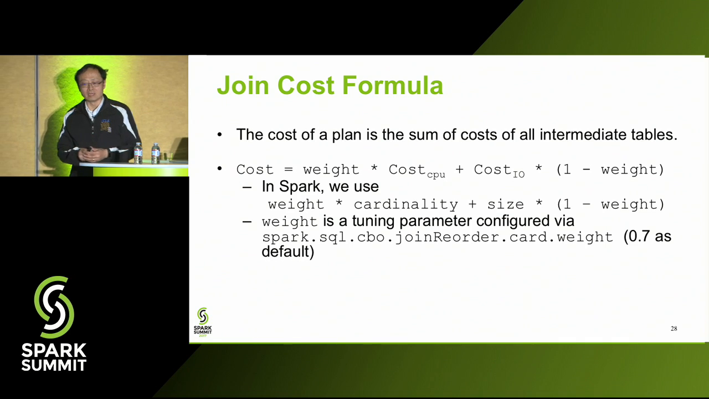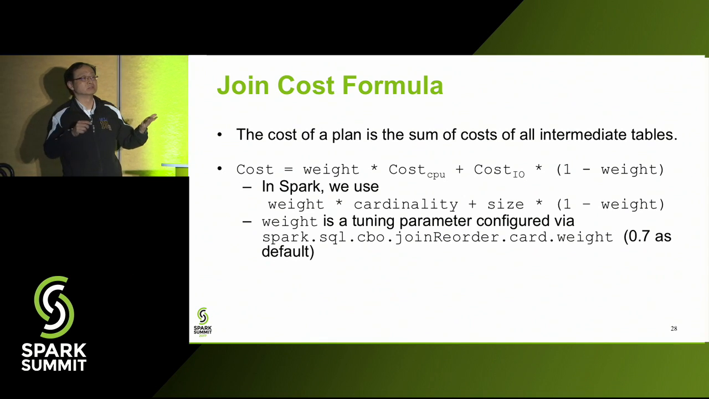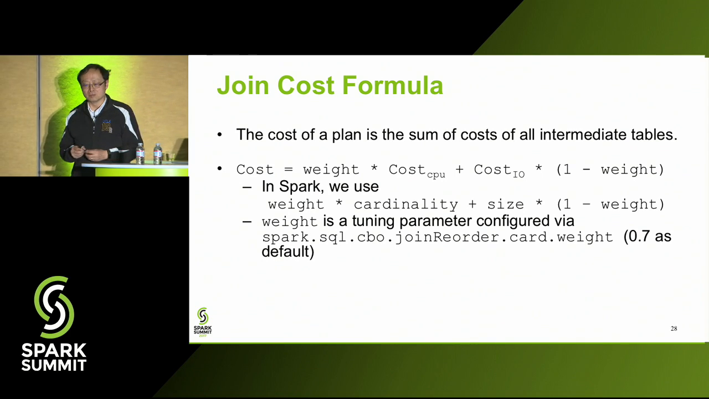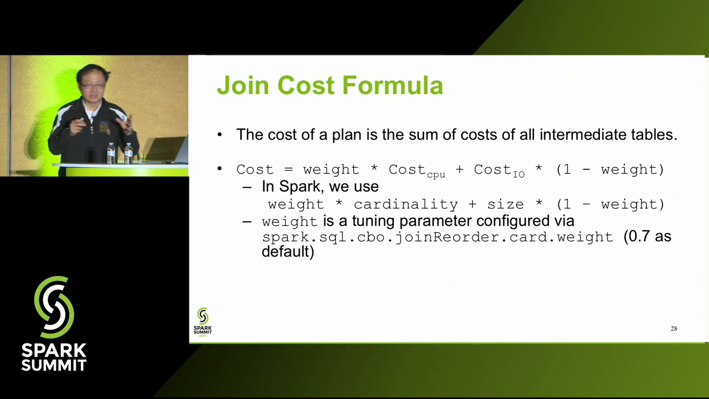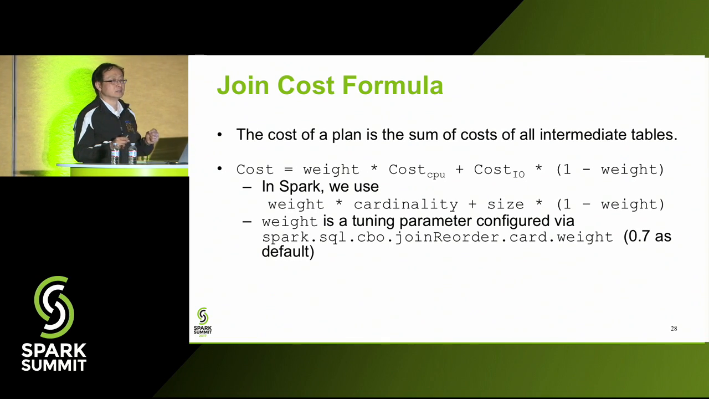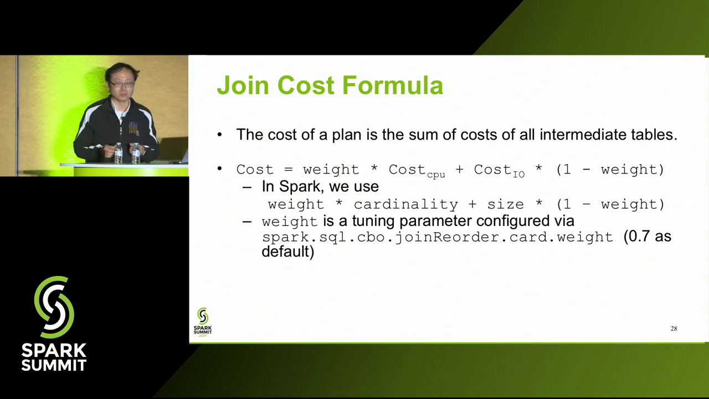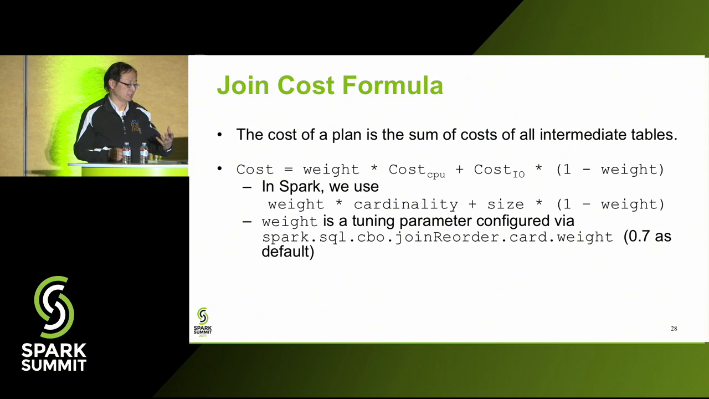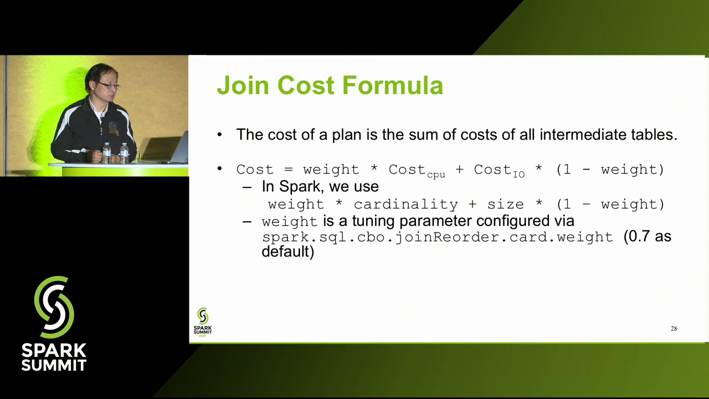Now I'm going to talk about the way we define the join cost formula. Usually in a relational database system, the way we compute the cost is that there are some CPU costs and also some I/O costs, and then you combine them with some kind of weighting factor. In our very first CBO release, we define the cost as the weighting factor times cardinality, plus size times 1 minus weight. The weighting factor times cardinality portion corresponds to the CPU cost, because the CPU needs to look at record by record. The size corresponds to I/O cost, because when we perform I/O, we usually do that at block level. This weighting factor is a tuning parameter. It can be set using the configuration parameter spark.sql.cbo.joinReorder.card.weight.